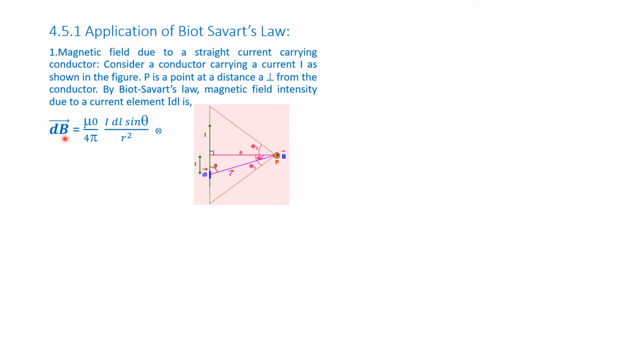The magnetic field intensity due to current element I dl is given by Biot-Savart's law. That is, small dB is given by mu naught over 4 pi I dl sin theta divided by r square. This we have studied in our previous section. Please note this cross sign. This shows that the direction of magnetic field is into the plane of paper.